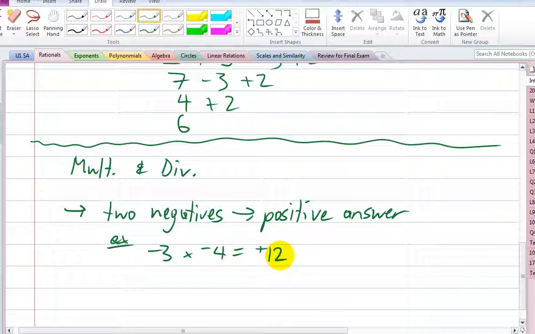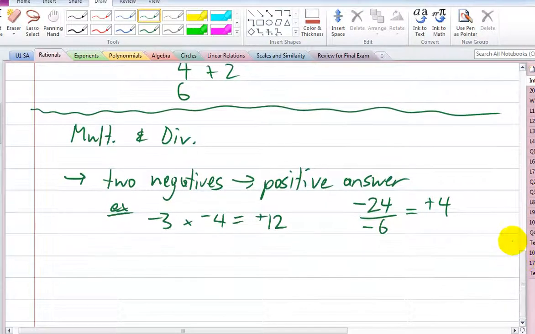And you don't have to write the positive sign. I just want to emphasize that. And so negative 24 divided by negative 6 equals positive 4. Again, just emphasizing that the answer is positive.